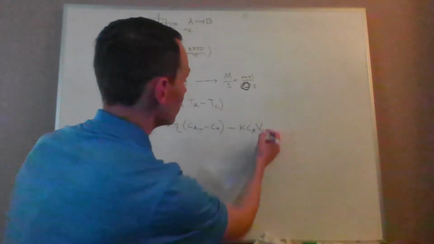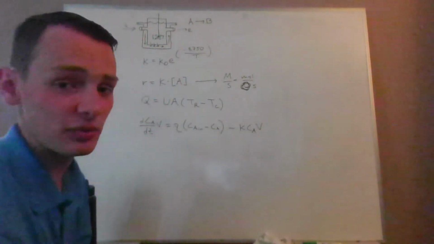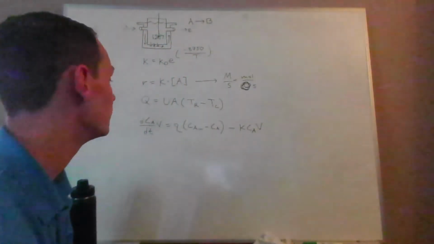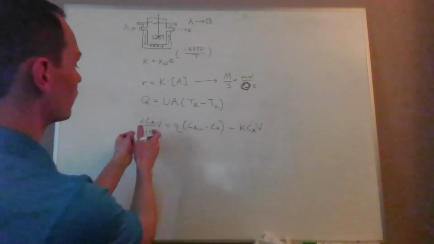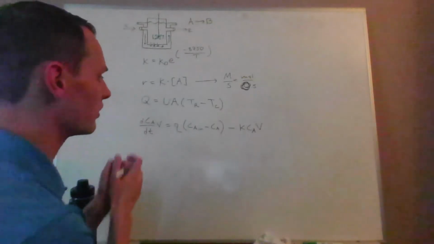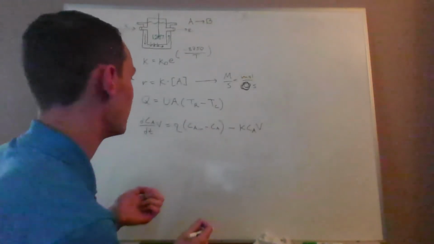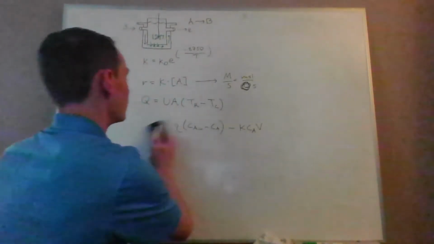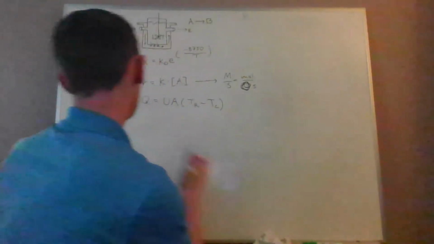We need to multiply this. All the units have to match. That's why I've been emphasizing this so much. And because we just want our differential term there with the concentration of A, we can divide all of this by volume. So I'm going to just rewrite that here.